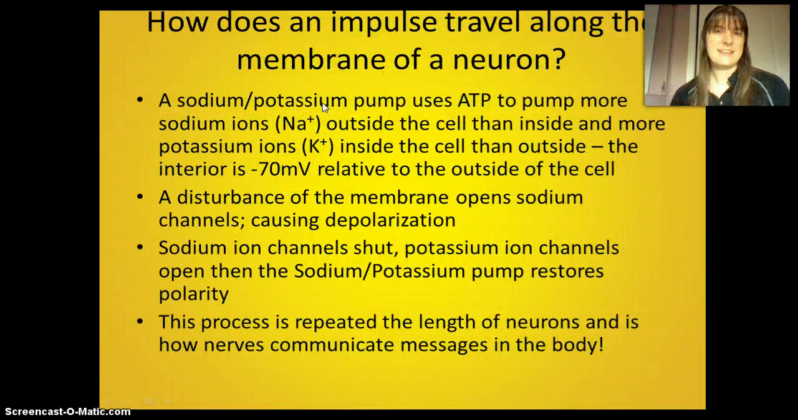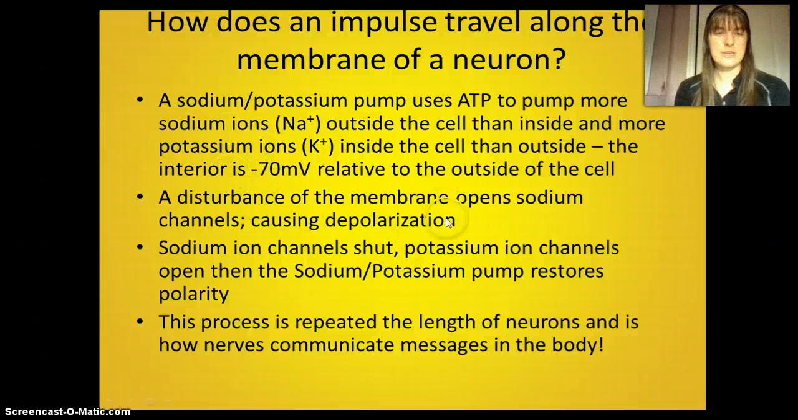So if we were to break that down into the different steps, we would say a sodium-potassium pump uses ATP to pump more sodium ions outside the cell than inside, and more potassium ions inside the cell than outside. That's going to create this little bit of negative charge. This is millivolts, just a very small negative charge on the inside of the cell relative to the outside. Then, when there's a disturbance in the cell, the membrane is going to open the sodium channels, causing that little bit of negative to go away.